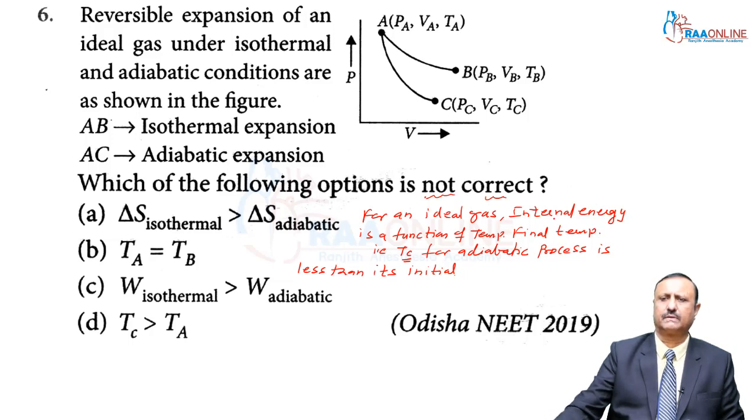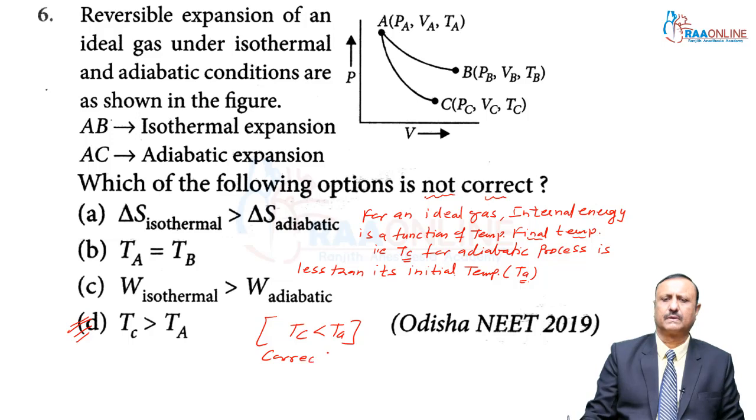This is the final temperature. Here you can see final temperature Tc for the adiabatic process is less than its initial temperature, and the initial temperature is Ta. So my dear students, here you can see in the options Ta is equal to Tb, and Tc is less than Ta. Which of the following options is not correct? You can see the D option, it is not correct. The correct option is this one, Tc is less than Ta. This is the correct answer.